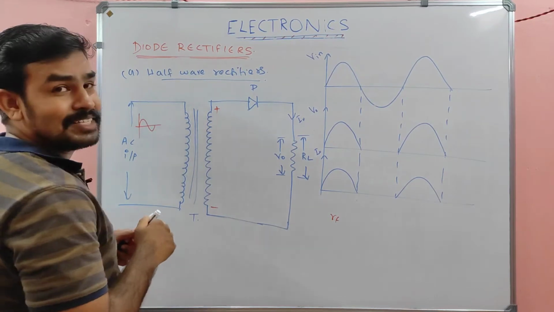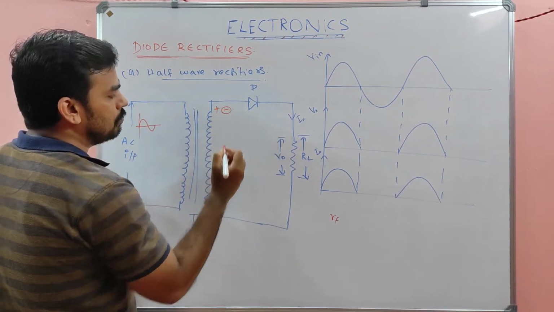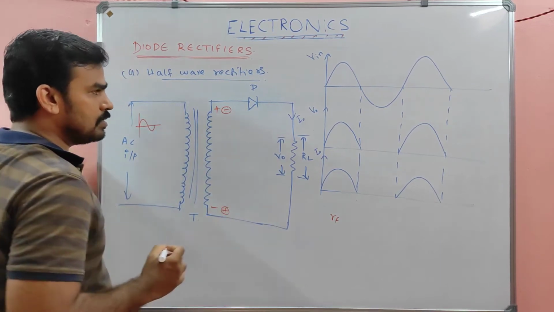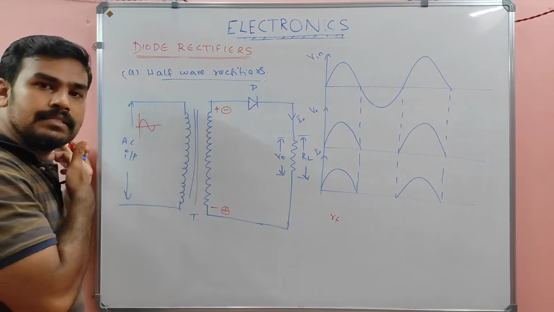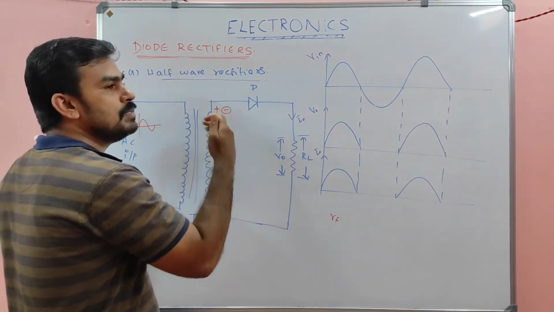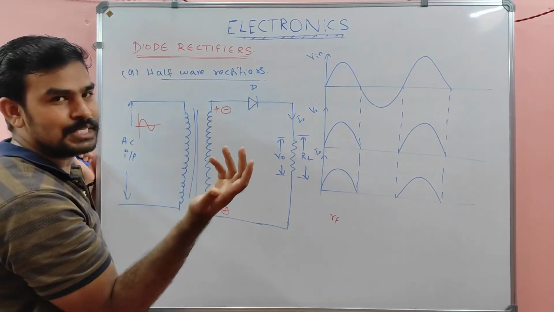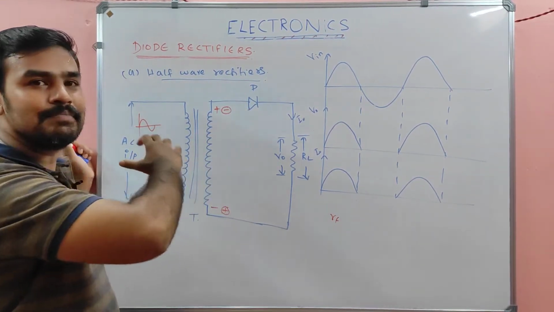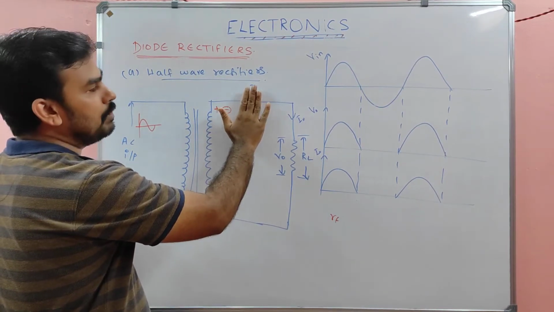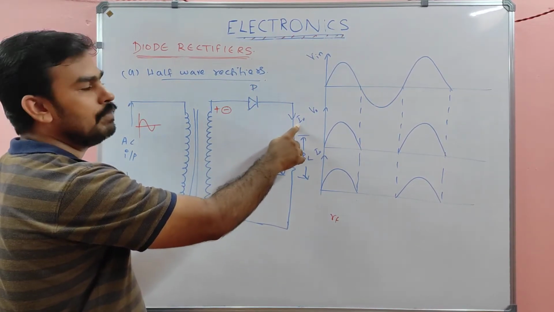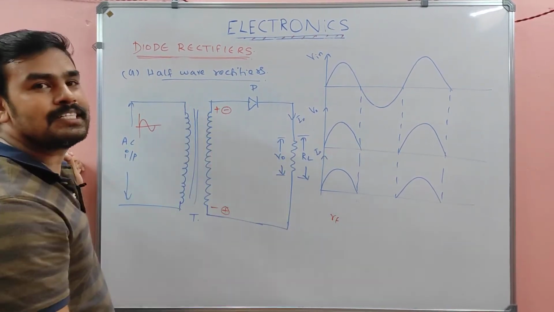So what happens in the negative half cycle? In the negative half cycle, my dear, this side will now be minus and this side will be plus. Minus to P means it is reverse biased, we know that, and plus to N also means reverse biased. So the diode simply acts as an open circuit, which means there will not be any current flow, and so there will not be any voltage across the load resistor RL.